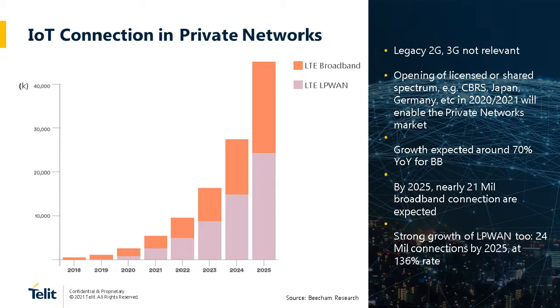In parallel, there is also strong growth for cellular LPWA connections, from an initial, let's say, about 50K in 2018, including essentially LTE devices, to over 24 million connections by 2025, with an annual growth of over 136% in the period.